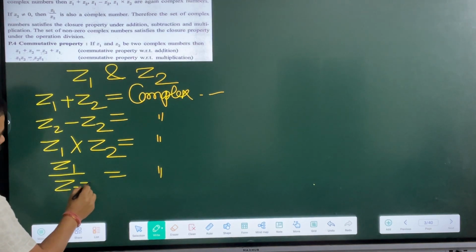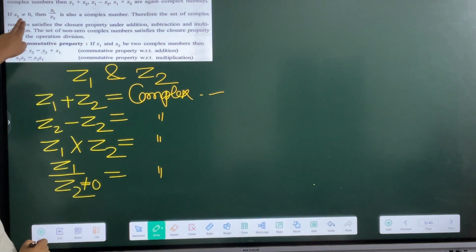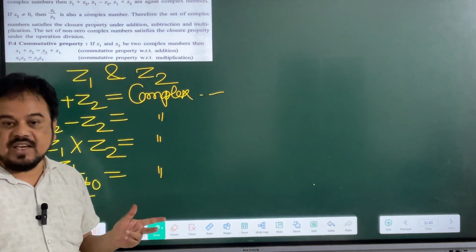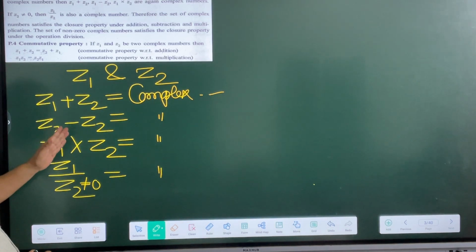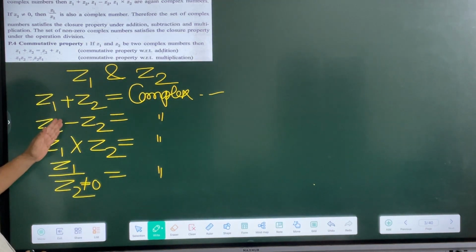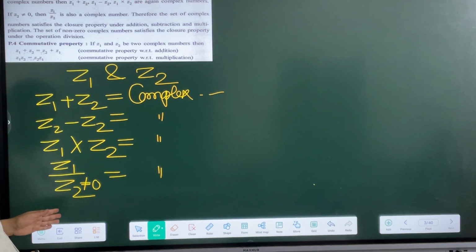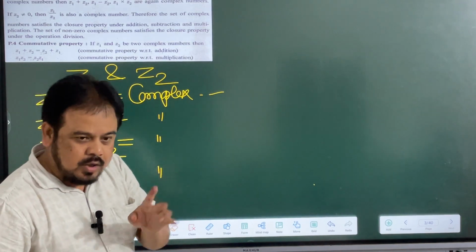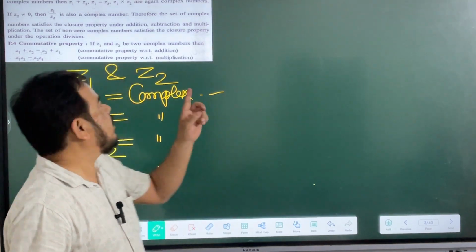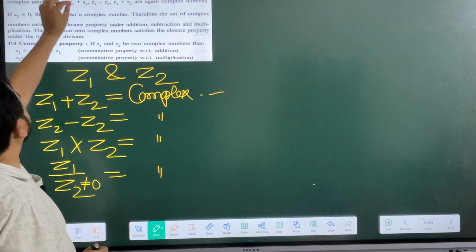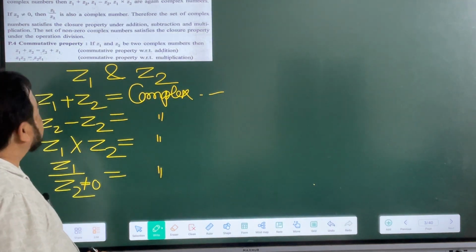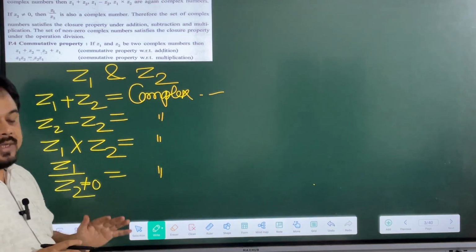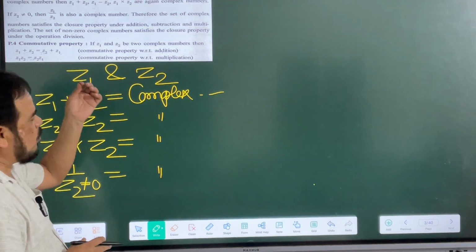But in this case, Z2 should not be equal to 0. Because if we get 0 in the denominator, that is meaningless. So what do we understand? Addition, subtraction, multiplication and division. If we do them for any complex numbers, we will get a result that is also a complex number. It means that complex numbers show closure property. So I hope you understand that. Closure property you already got in a different chapter. But this closure property is for complex numbers.